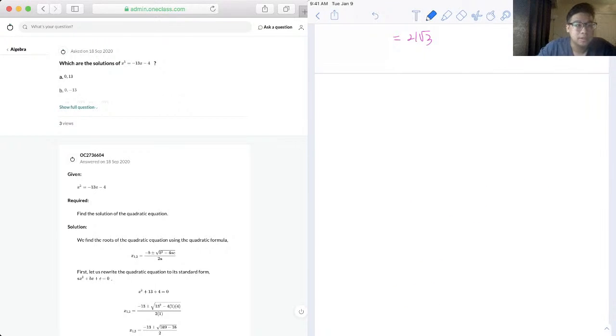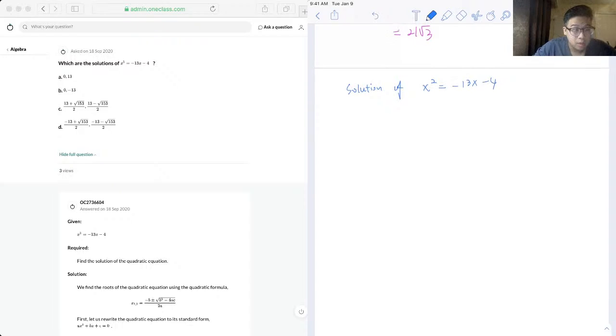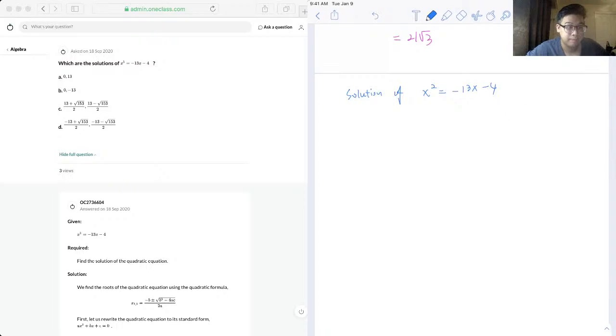Okay. So our next question is asking us to find the solutions of x squared is equal to negative 13x minus 4. All right. Okay. So in this question, we notice that we are not given what we call the standard form of a quadratic equation. So we need to convert to that first.